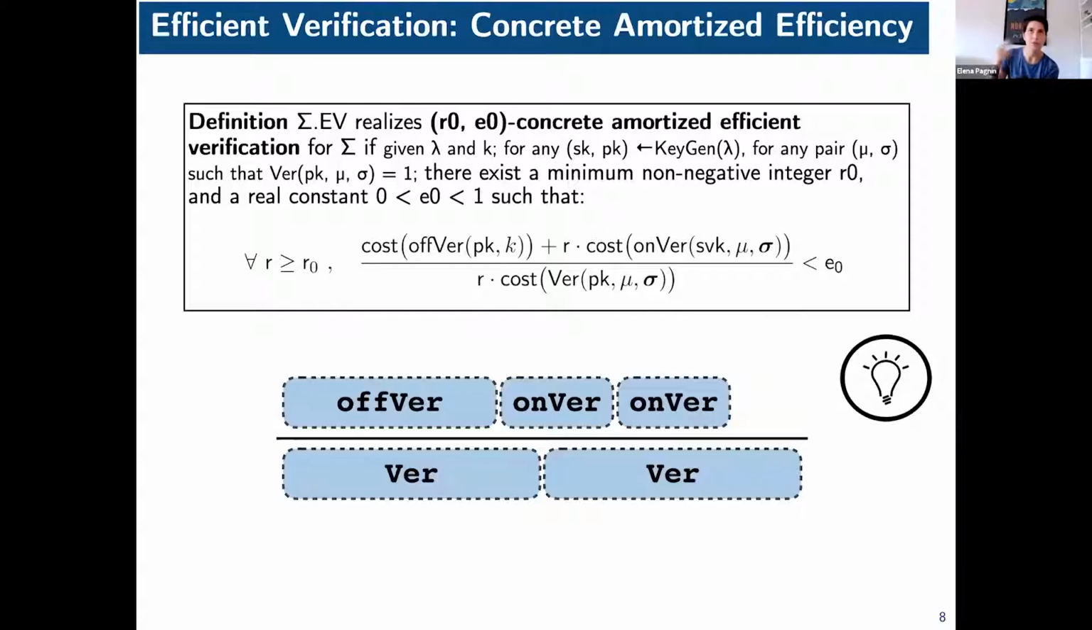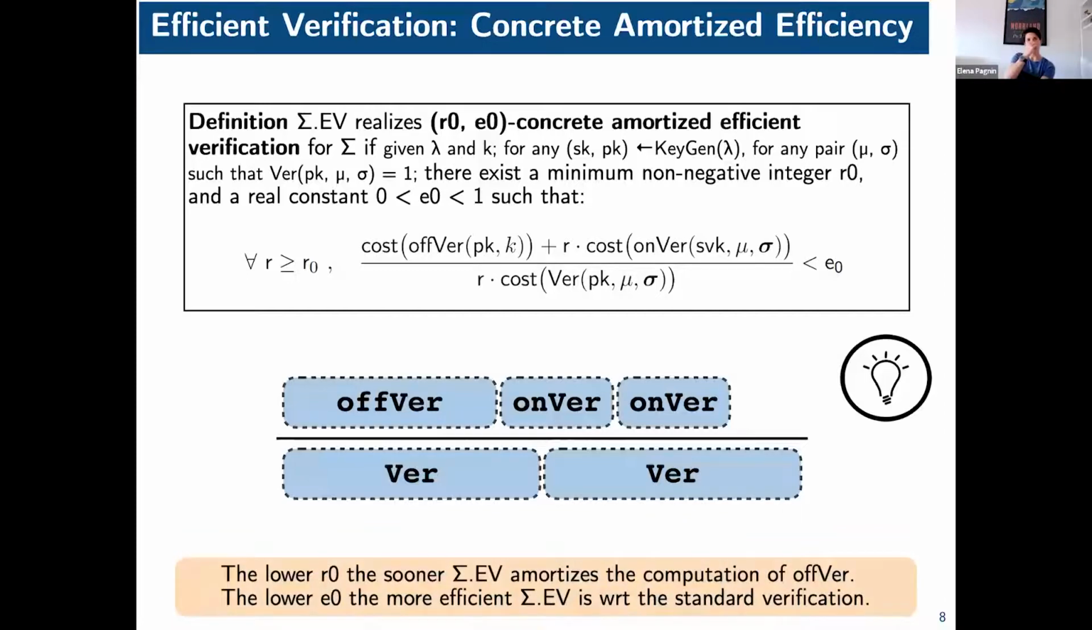Twice is the example for R equal 2, and in this case, E is going to be something like 0.8 if you measure the length, or 95. So what we are interested in here is that the lower the value of R0, the sooner our technique achieves amortized efficiency, and the lower the value of E0, the more efficient the verification is with respect to the standard verification. Good, is the intuition clear?